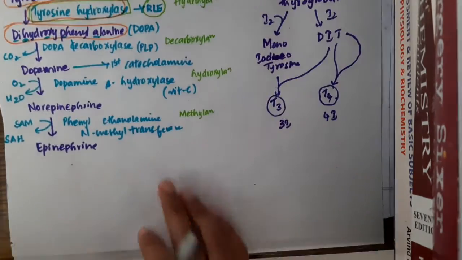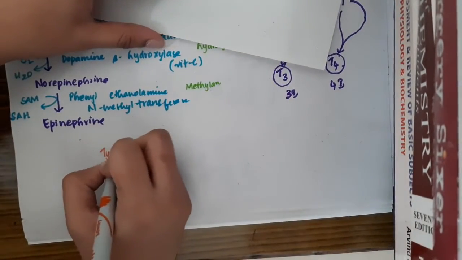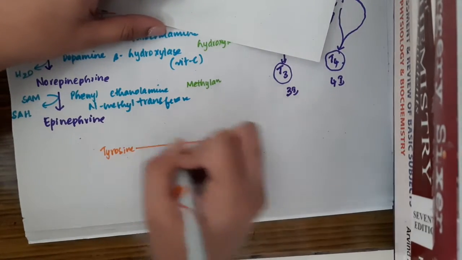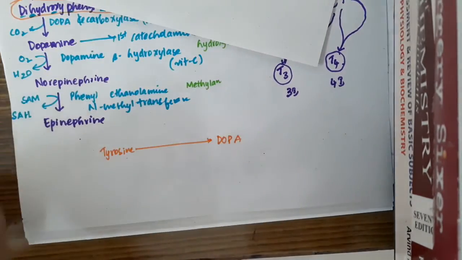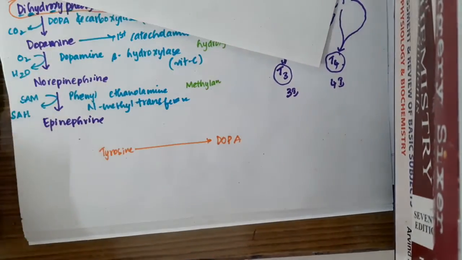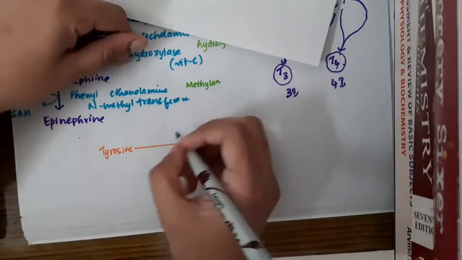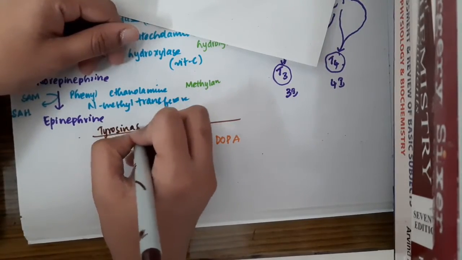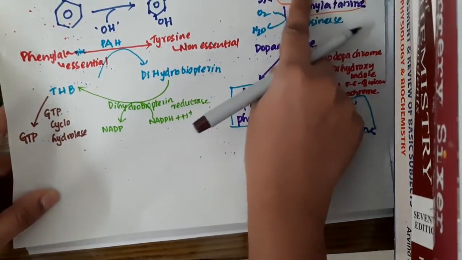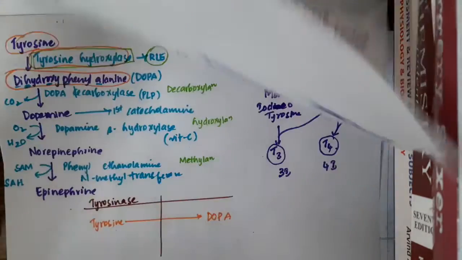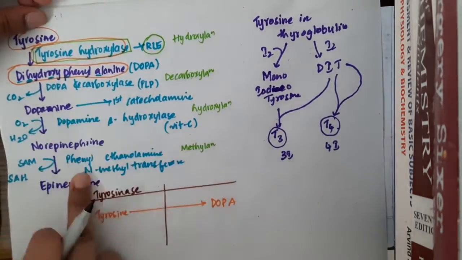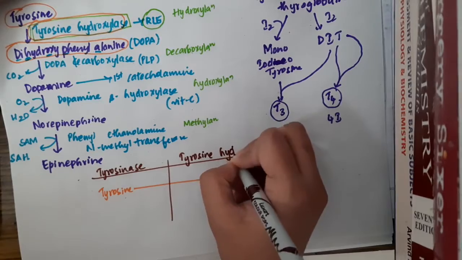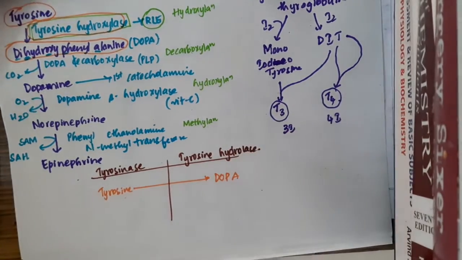Then what is the difference? See, in both these reactions, tyrosine is getting converted to dihydroxyphenylalanine. Okay, but for this conversion of tyrosine to dihydroxyphenylalanine, we have two different enzymes. That is tyrosinase, which is in melanin synthesis. Here we have tyrosinase enzyme, whereas here in the catecholamine synthesis we have tyrosine hydroxylase enzyme. Now the question is, which enzyme acts when?